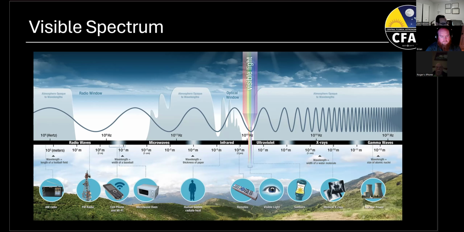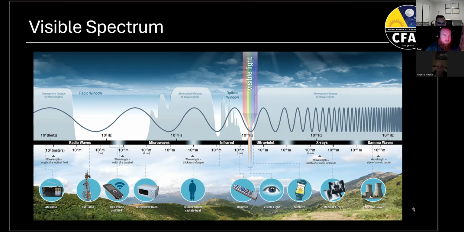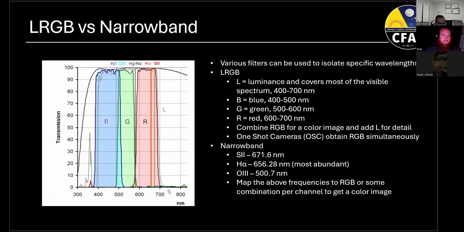And so that's where, when you hear things like LRGB, or broadband as it's called, or narrowband, that's what it's talking about. So if we take this little spectrum here and isolate that and plot it here, here's the wavelength that we care about.